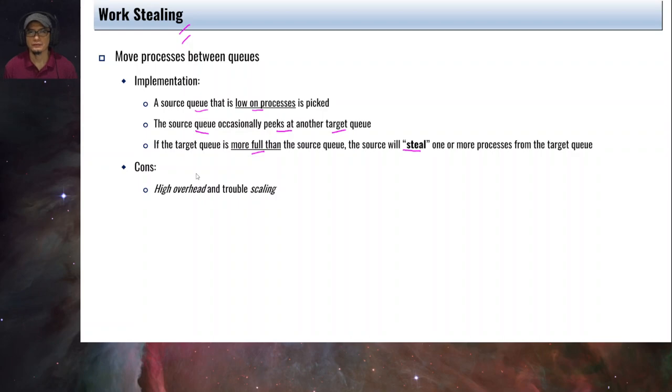So this is normally done, but the main disadvantage is that it has high overhead, because from time to time you have to do the peeking and checking of the other queues, and scaling. This means that the more processors that we have, the more queues that we have, the more queues that we'll have to check.